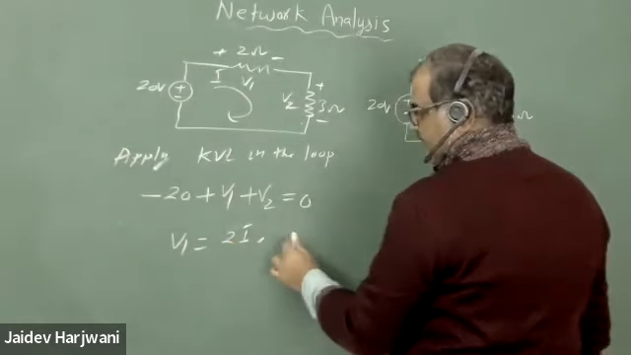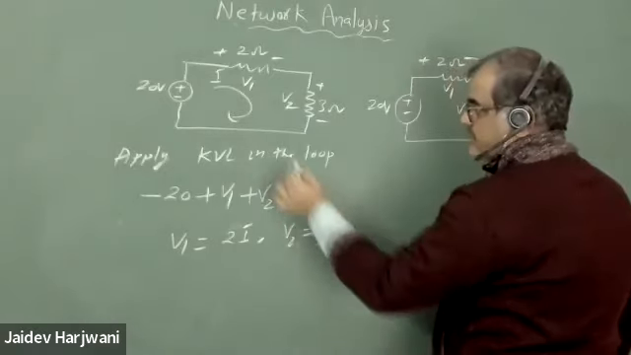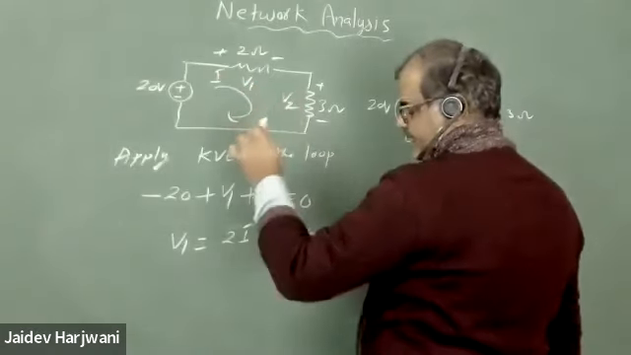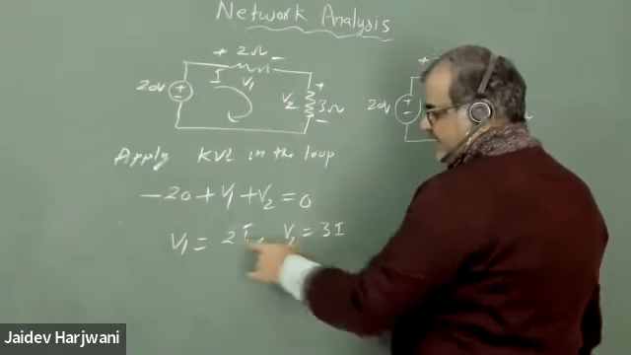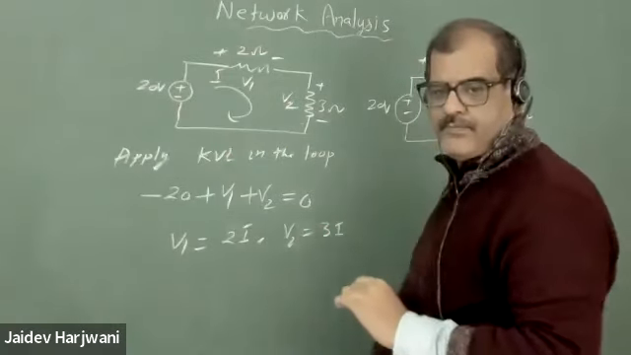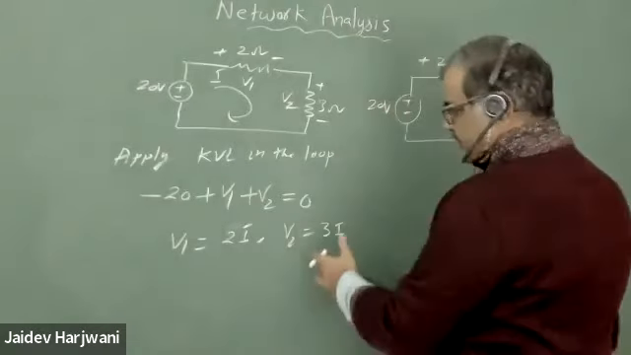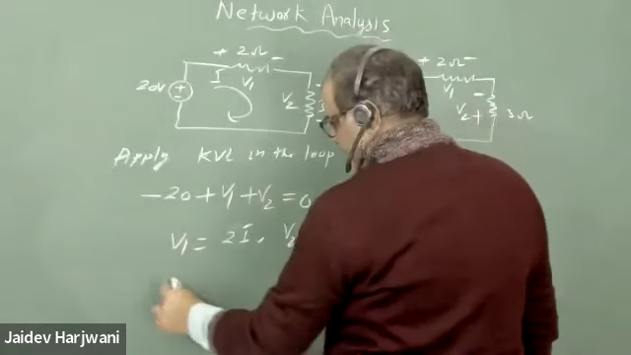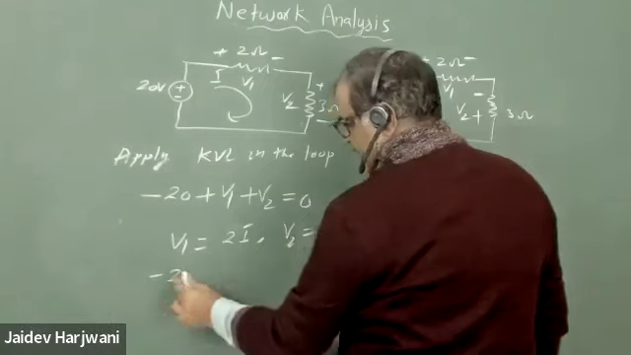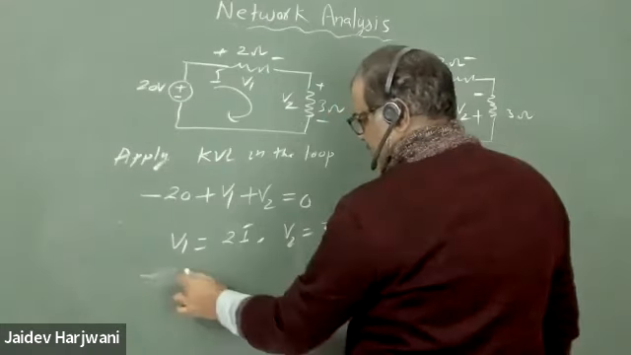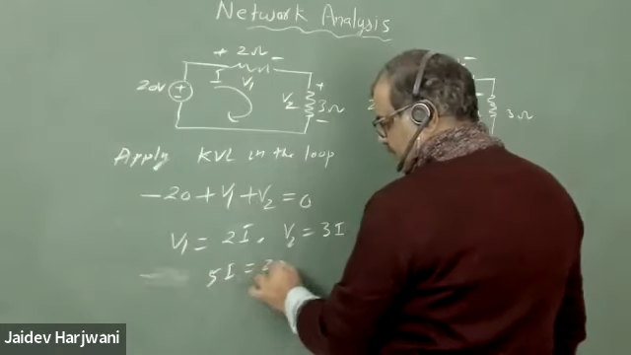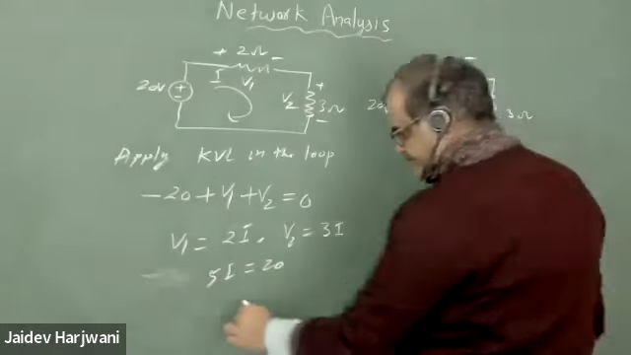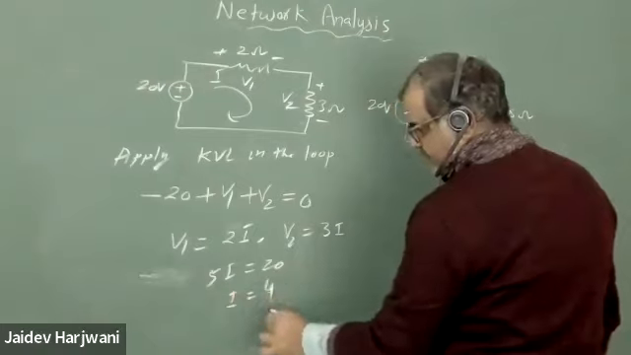And my V2 is equal to what? Similarly, the same current I is flowing in the circuit, so V2 is simply 3I. Can I write like this? Yes, sir. Now put these values here, minus 20, so this will become 2I plus 3I. 5I equals 20. And I equals what? 4 ampere.